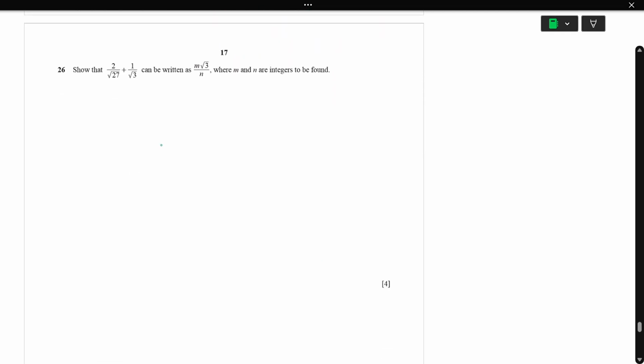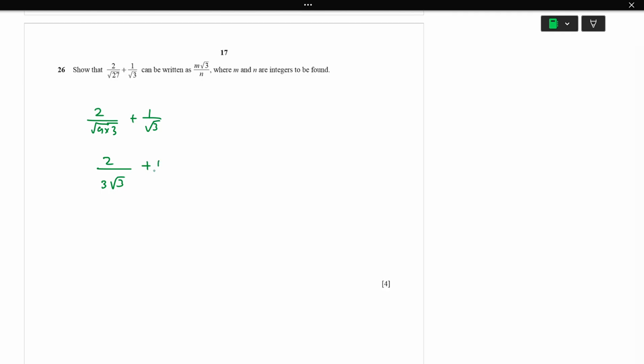Next question 26. Show that 2 over square root of 27 plus 1 by square root of 3 can be written in this form, where m and n are integers. So what I'll do, 2 over square root of 27, I can write as square root of 9 times 3, plus 1 by root 3. So 2 by square root of 9 times 3 is 3 root 3, plus 1 by root 3. I'm making the same denominator, so I need to multiply by 3 here, and the second term too. So 2 plus 3 over 3 root 3.